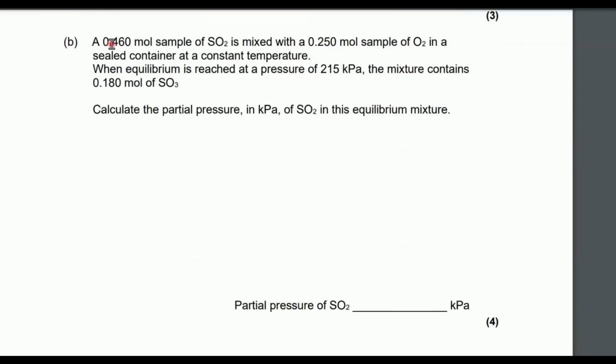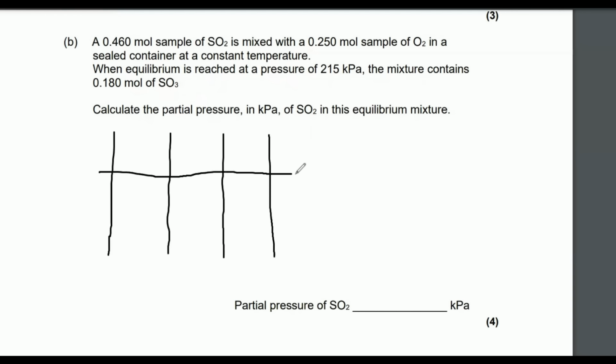Calculators at the ready. A 0.460 mole sample of sulfur dioxide is mixed with a 0.250 mole sample of oxygen in a sealed container at constant pressure. When equilibrium is reached at a pressure of 215 kPa, the mixture contains 0.18 mole of sulfur trioxide. Calculate the partial pressure in kPa of sulfur dioxide in the equilibrium mixture.